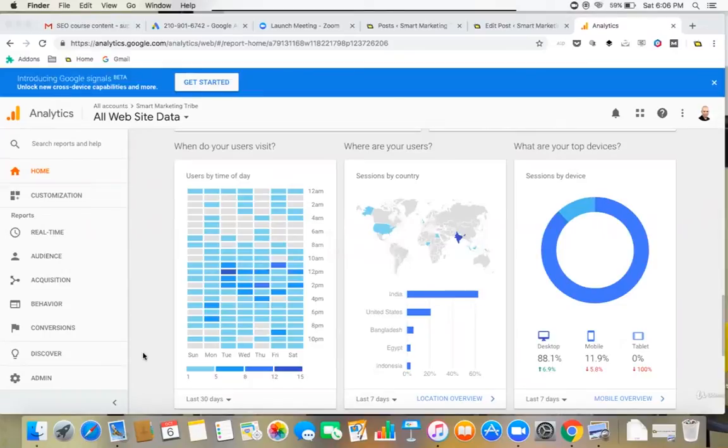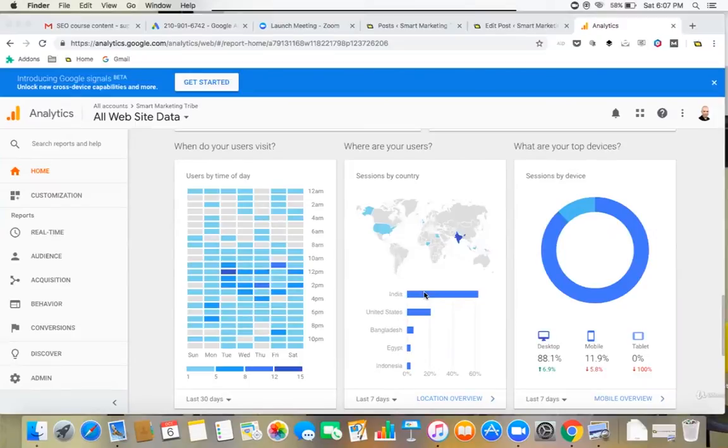For example, where are your users coming from? That means the location, the country. In here, India is number one, then United States, Bangladesh, Egypt, Indonesia. These are primarily at a very low level, but the majority of the traffic comes from India and the United States. So primarily, these are the two locations you need to be focusing on.